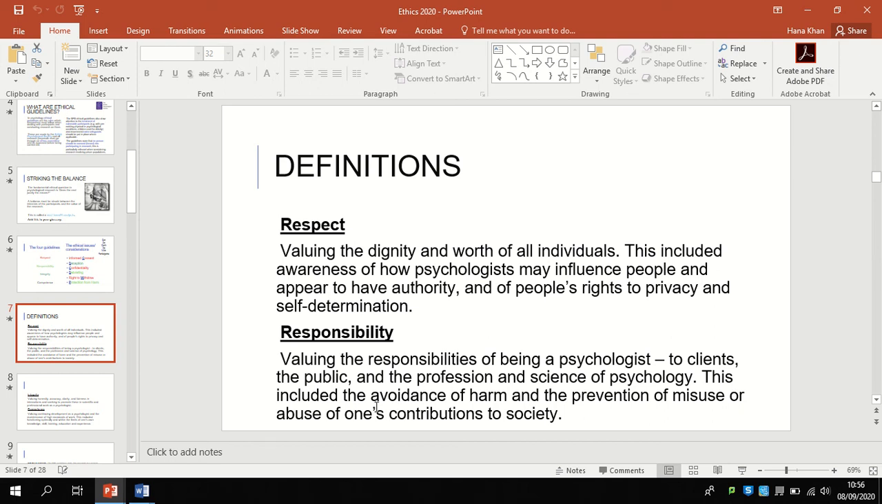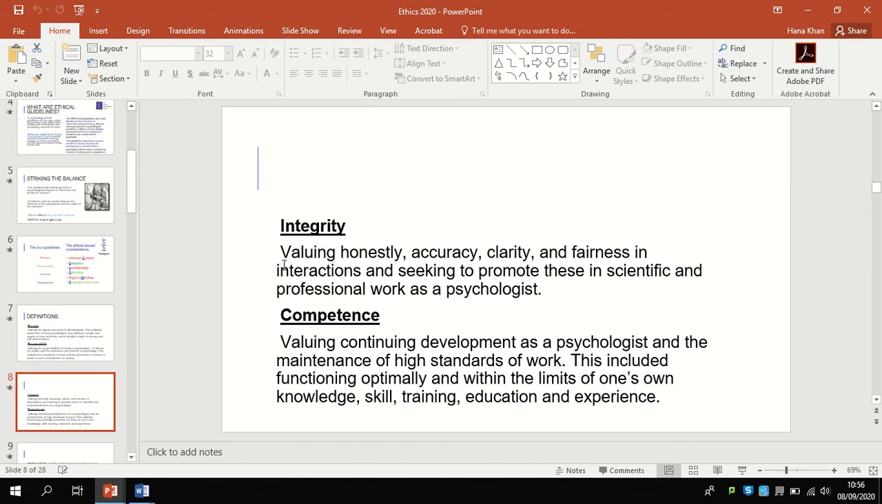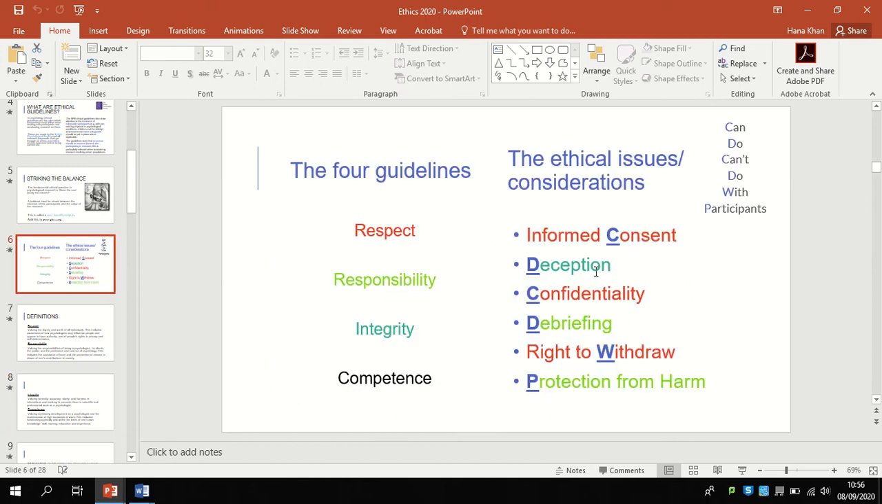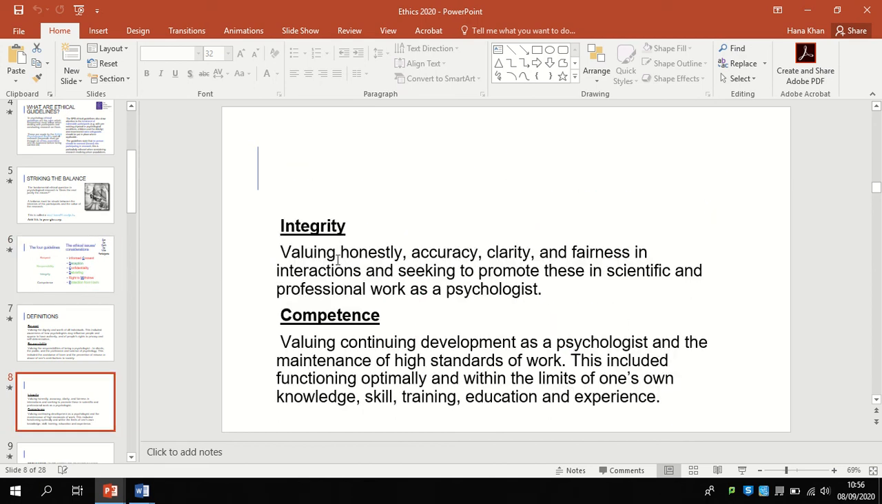This includes the avoidance of harm and the prevention of misuse or abuse of one's contributions to society. Then we have integrity. So integrity is basically deception, which we'll talk about in a minute, valuing honesty, accuracy, clarity, and fairness in interactions, and seeking to promote these in a scientific and professional way. So that is to do with one of the ethical issues as well.